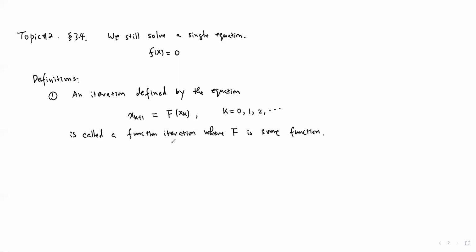Definition number 2. If capital F at some point S, the function value, is equal to S, then we call that S, this number on the x-axis, a fixed point of the function capital F.